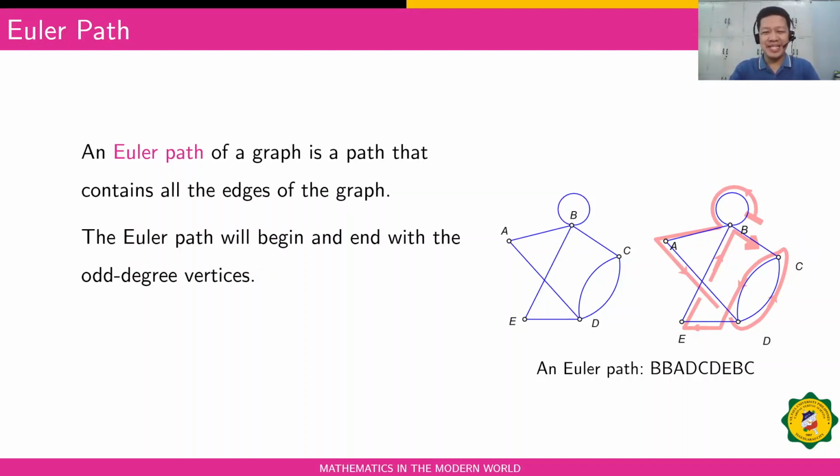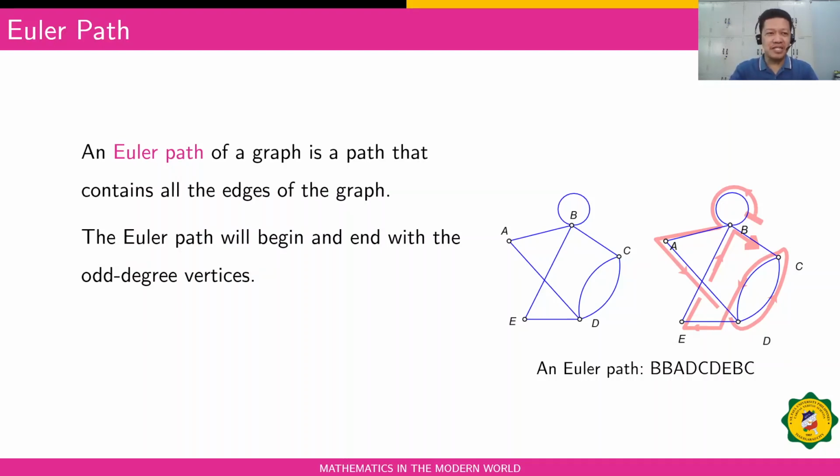Hello, my dear students. This is the third video of our lesson Basic Terms in Graph Theory. So we will discuss in this video the concepts and ideas used by Leonhard Euler in solving the famous problem of the seven bridges of Königsberg.